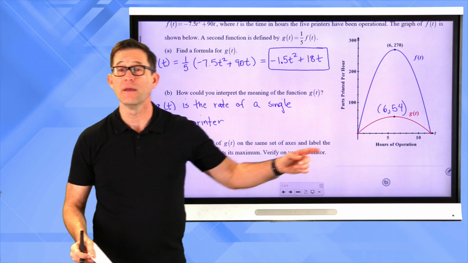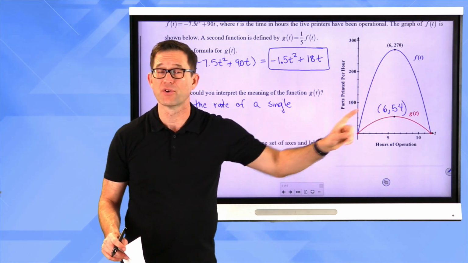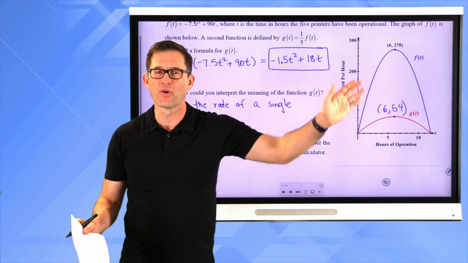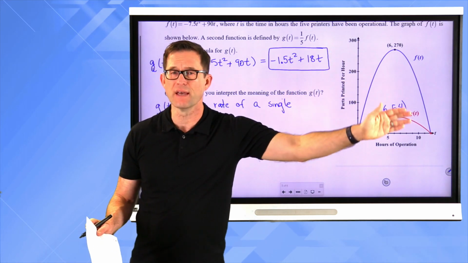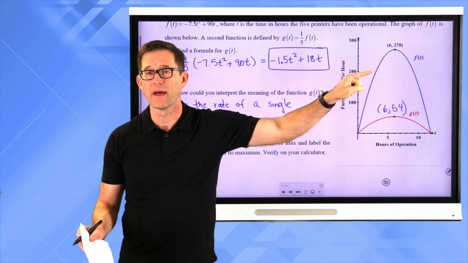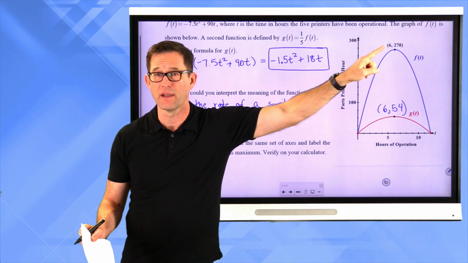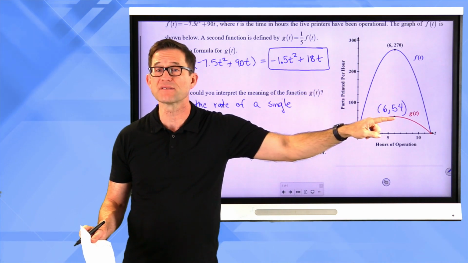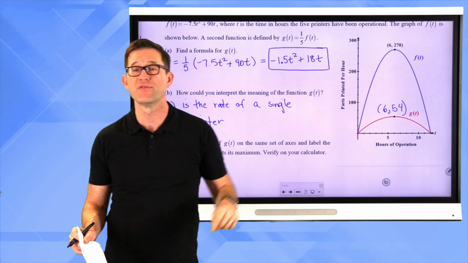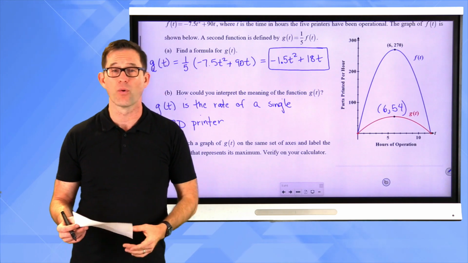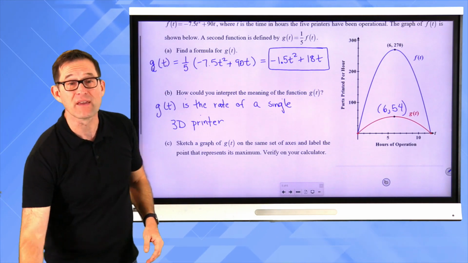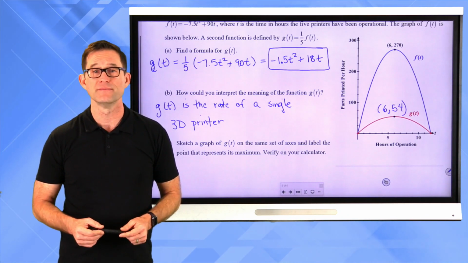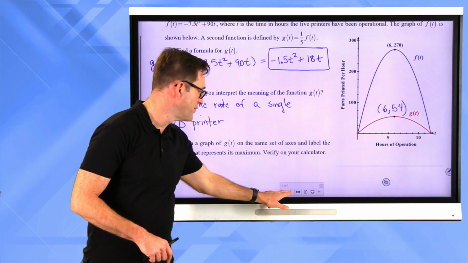Notice again that the x-coordinate of the turning point didn't change at all. We want to think about these vertical stretches and compressions, in this case a compression, as being like, if I go to a particular point, like 6, 270, the corresponding point will be at 6, 1/5 of 270, which is 54. So the peak rate at which one printer can print is 54 parts per hour. All right, let's wrap this up.